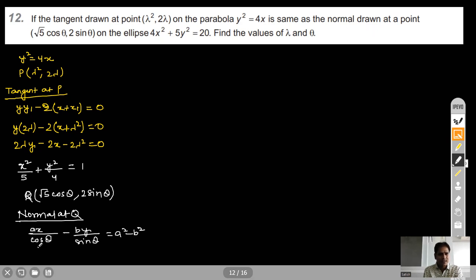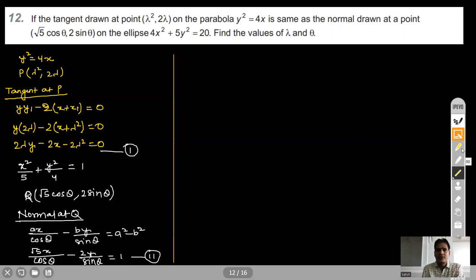So further, we can simplify it. What is a? a is root 5, right? So this will be root 5 x upon cos theta. Then what is b? b is 2. So 2y upon sin theta is equal to, what is a square minus b square? a square minus b square will be 5 minus 4, that is 1, right? So let me call this equation 1 and this equation 2.